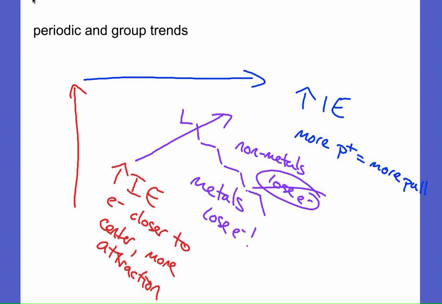Whereas vertically, again, it has to do with how close the electron is to the center of that atom, because that's what affects the attraction the most, not the amount of protons. So just be careful when you're doing your reasoning.